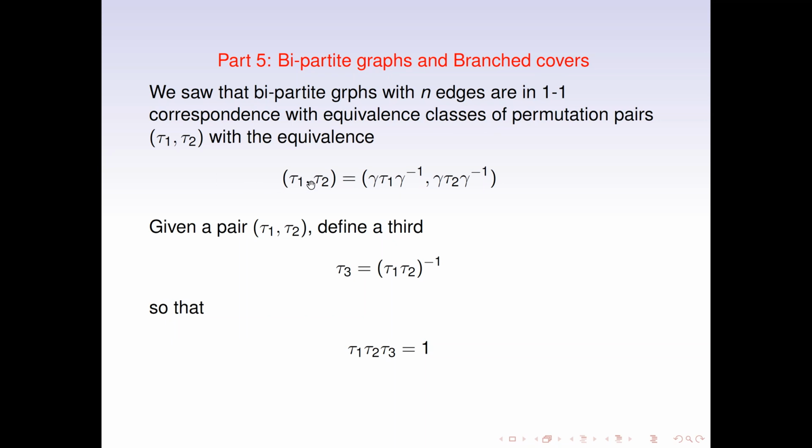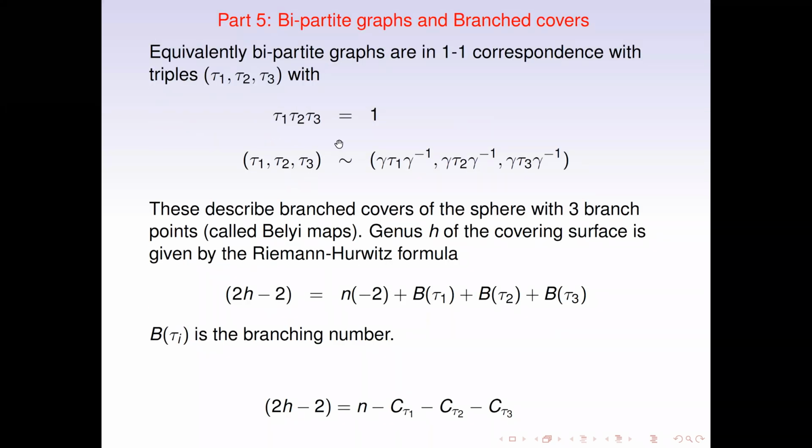So these pairs are related to n-fold covers of the sphere. Given a tau 1 and a tau 2, you can define a third one, which is the inverse of the product. So tau 1, tau 2, tau 3 is 1. These permutation triples describe for us branch covers of the sphere with 3 branch points. The different permutations correspond to different monodromies around branch points. And you can work out the genus of the covering surface, 2h minus 2, in terms of n, the Sn where these permutations live. There are also some branching numbers which can be expressed in terms of the number of cycles of these permutations. So essentially, each of these bipartite graphs is a branch cover of the sphere.